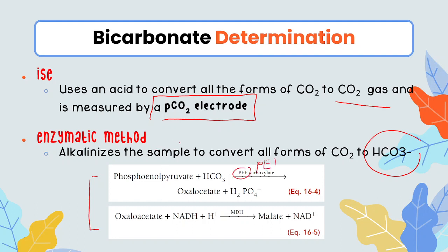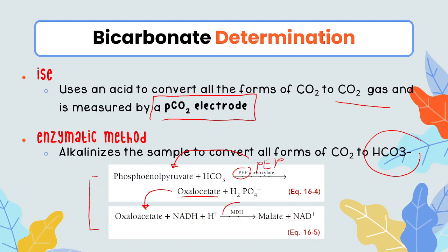It should be PEP. So when we say PEP, this is your phosphoenol pyruvate, and your enzyme here is your phosphoenol pyruvate carboxylase. So phosphoenol pyruvate, with the presence of PEP carboxylase, which will catalyze the formation of your oxaloacetate, in which oxaloacetate will be used for our next reaction.